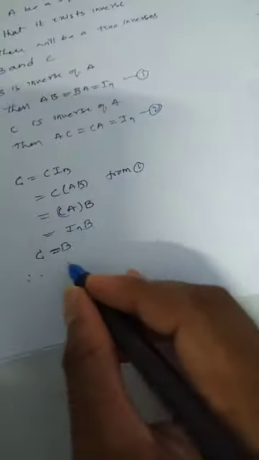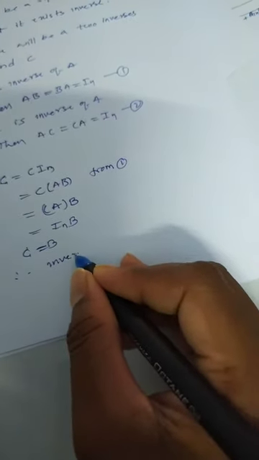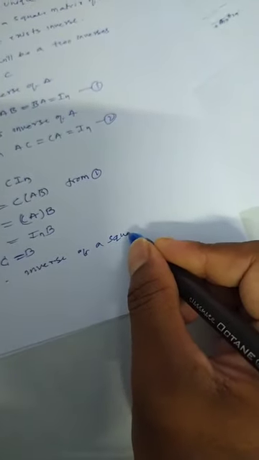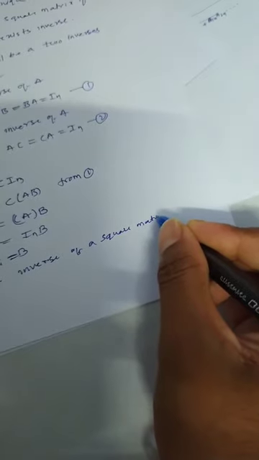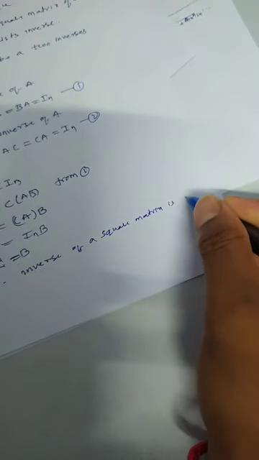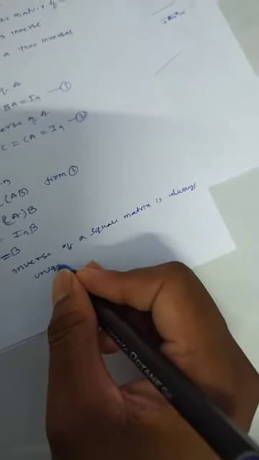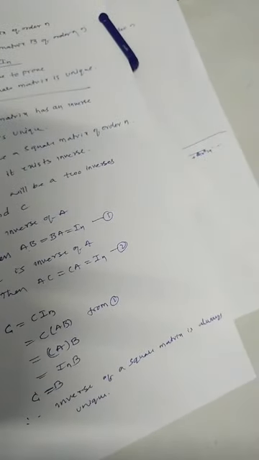So therefore here we can write the inverse of a square matrix is always unique. Okay, right. Let us do another theorem. Theorem number 4.